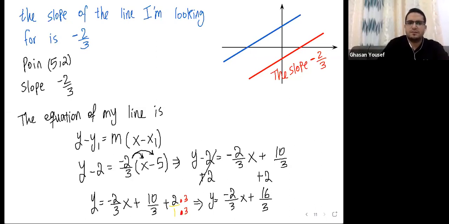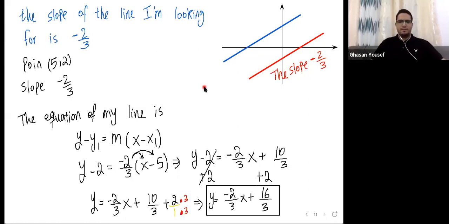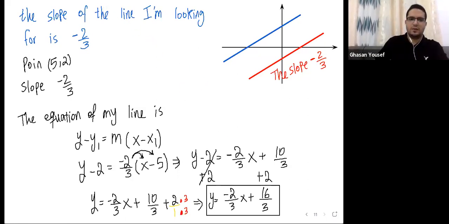Any question? Any question from the other students? Makes sense? So we have a point and we have a slope. This is a point. Then we use the formula. The slope I got from the red one, from the parallel line.